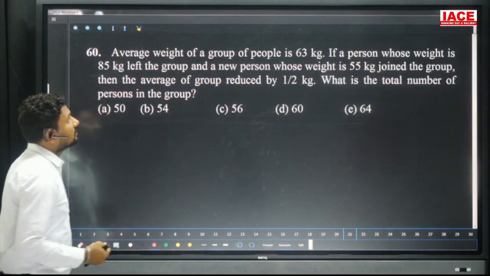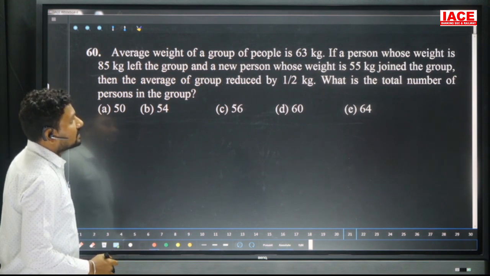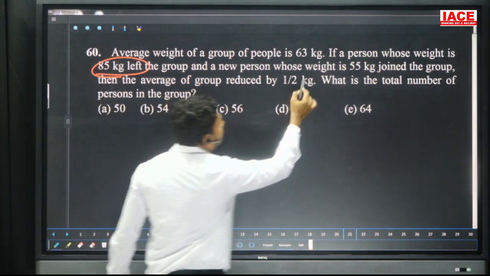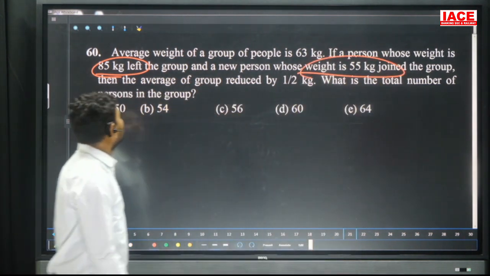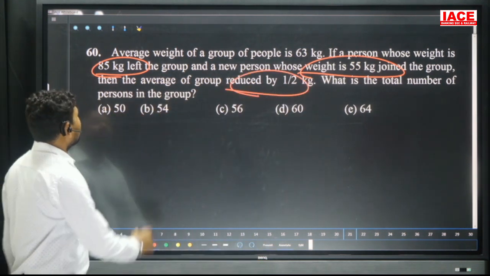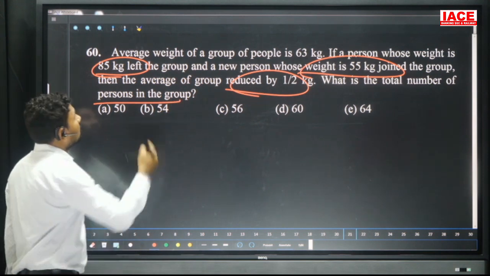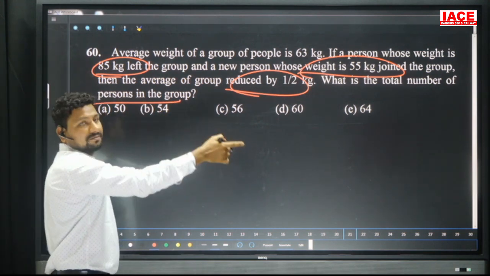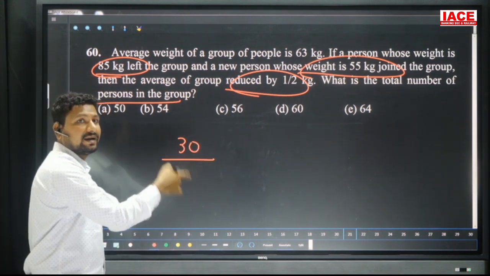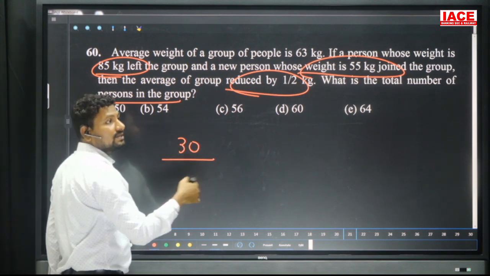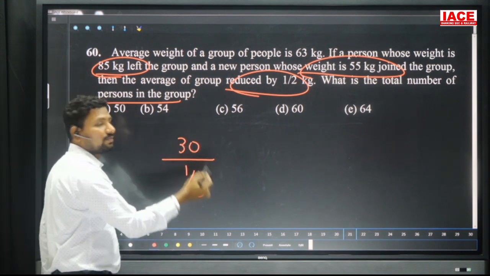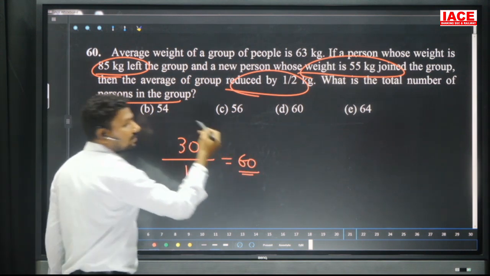Next, we have a question. Average weight of a group of people is 63 kg. If a person whose weight is 85 kg leaves, and a new person whose weight is 55 kg joins the group, then the average of the group is reduced by half. What is the total number of persons in the group? We need persons in the group. So the difference between joining and left person, 55 to 85, difference is 30, divided by how much the average reduces or increases. The difference in average is 1 by 2. When you apply this, you will get the number of persons. 30 into 2, how many persons in the group? 60 persons.